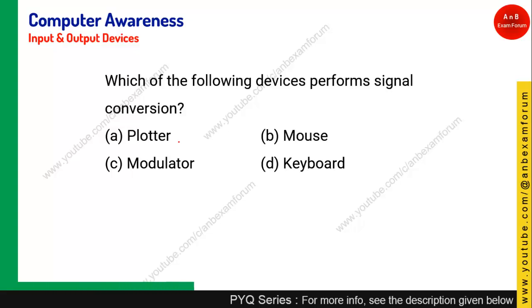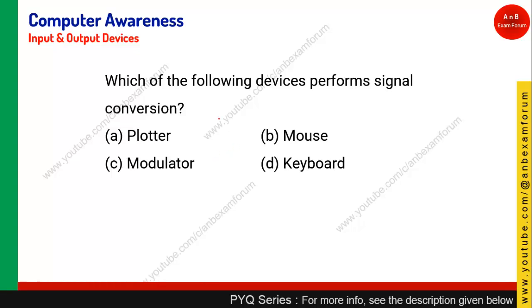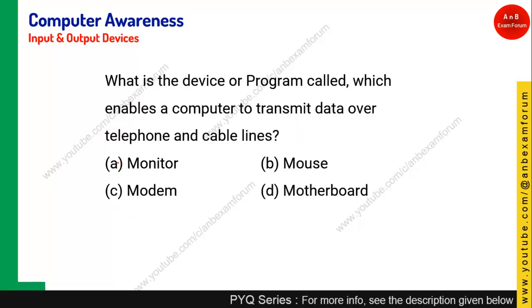Coming to the next question, which of the following devices performs signal conversion? Which of the devices performs signal conversion? As you know, modulator. This is an output device, this is an input device, this is an input device, whereas modulator converts the signal from analog to digital or digital to analog. So that is called modulator. So option C is the right answer.